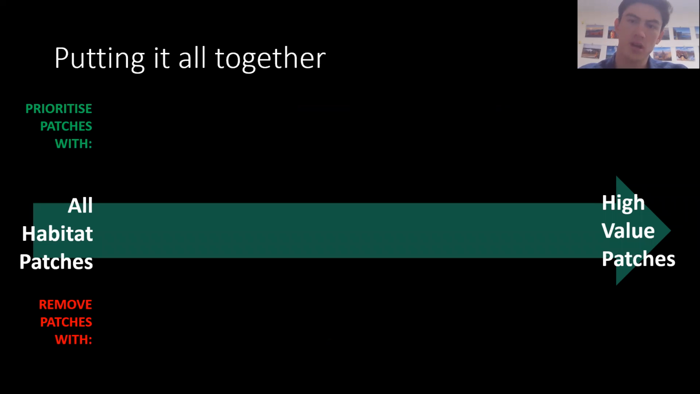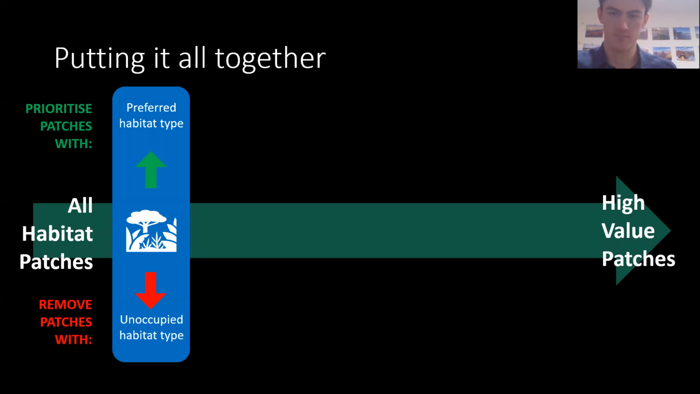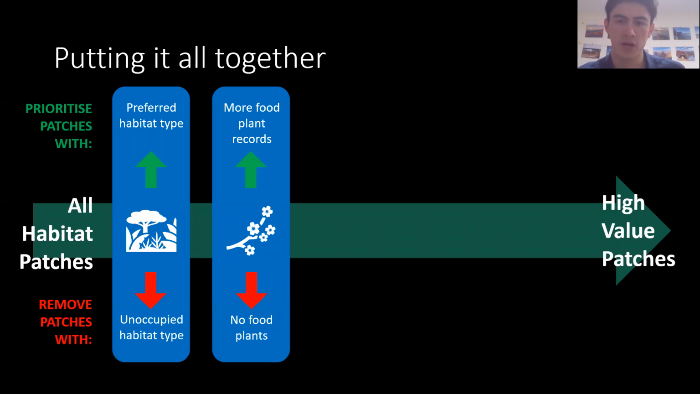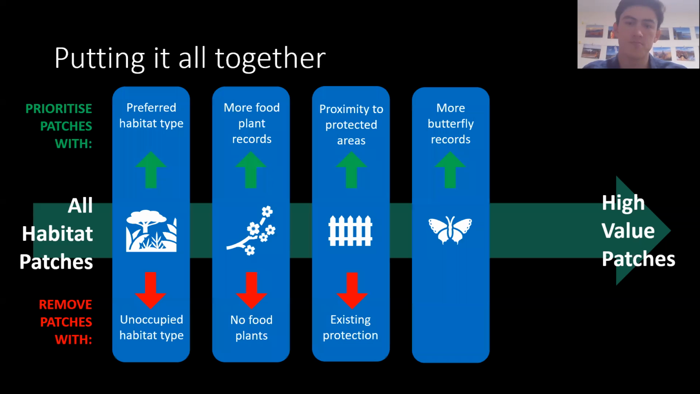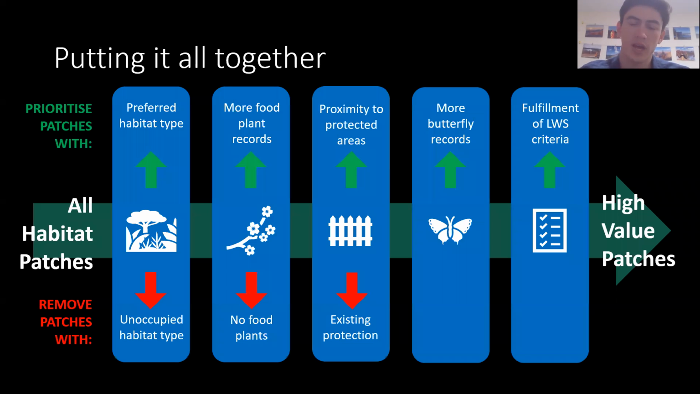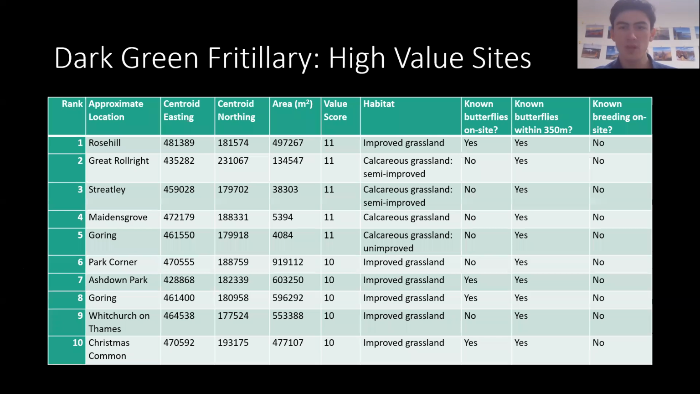So to recap, I started with a dataset of habitat patches and I narrowed it down to just a few patches that could be good candidates for local wildlife site designation. I did this by assigning points to each patch based on habitat quality, presence of food plants, proximity to protected areas, proximity to butterflies, and fulfillment of local wildlife site criteria. I then ranked these patches by score and area. And what that gave me was a table of sites that could be good candidates for local wildlife site designation, ranked by their conservation value for the dark green fritillary.